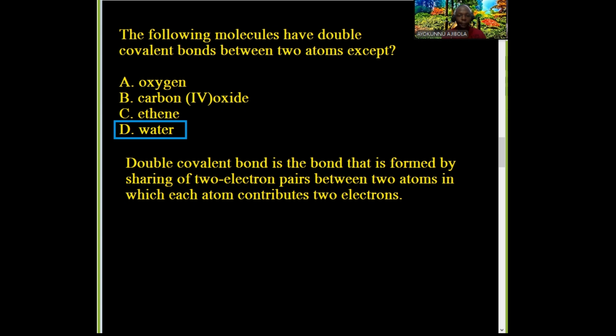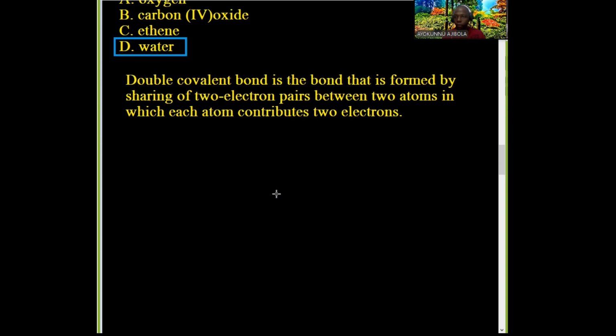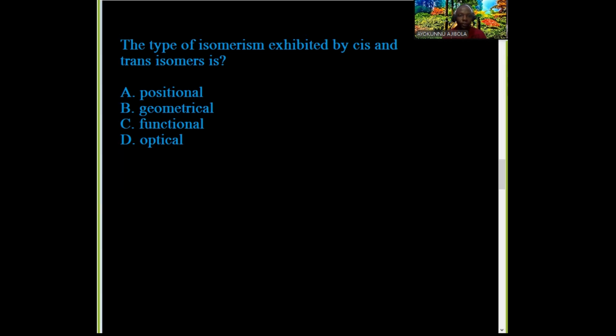Okay, so let me see. So, Tai, here comes your question. Hold on. Read the question and try to answer it. The type of isomerism exhibited by cis and trans isomers is dash.